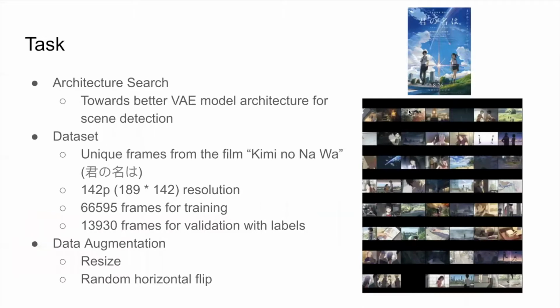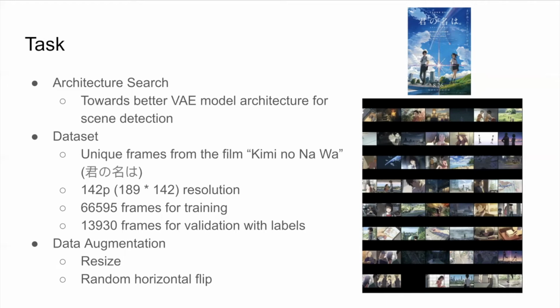So our task is to do architecture search. We first realize the baseline VAE model and try to improve upon it. The dataset we use consists of unique frames from the film Camino Nava. This is a film released in 2016. The images are of 142p resolution. We have around 66,000 frames for training and around 14,000 frames for validation with labels.